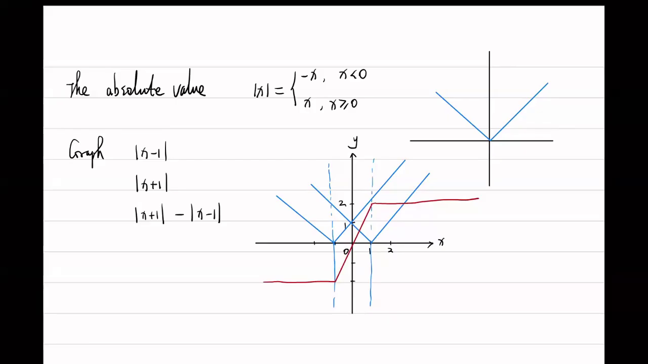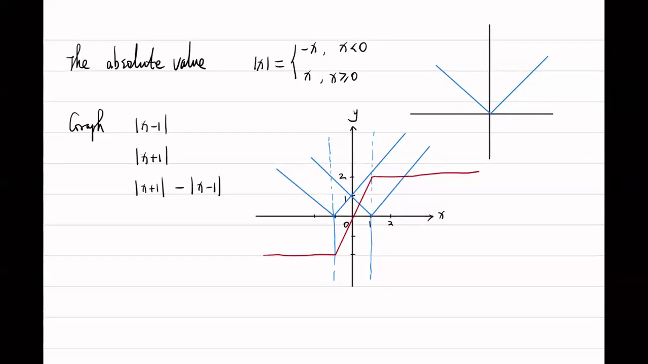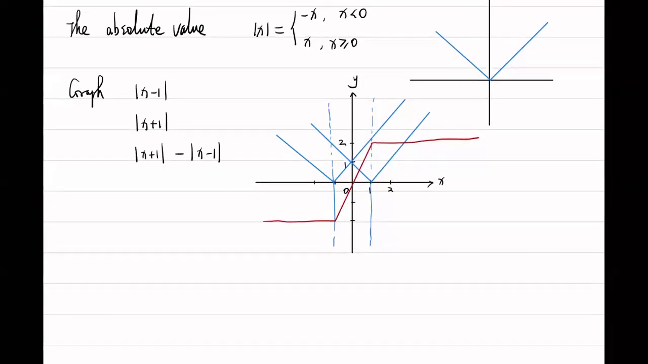Okay, so that's the graph of this function, the difference of two very simple functions. But these two very simple functions, the difference is kind of different. And in fact, we can get a formula for this. So the piecewise defined function, we have a formula for this.